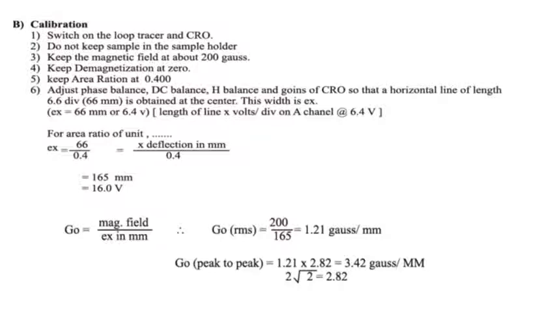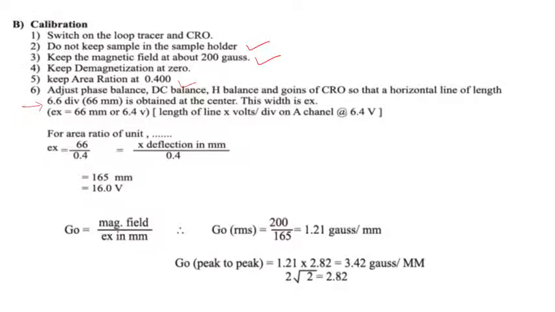Switch on the loop tracer, and do not keep the sample. First we take the empty sample holder, and then apply a field of about 200 Gauss, keep the demagnetization and keep the area ratio at 0.400. Initially we have to do it like this. Adjust the phase balance, DC balance, H balance and gains of the CRO, so that a horizontal line of length 6.6 divisions, 66 millimeter, is obtained.